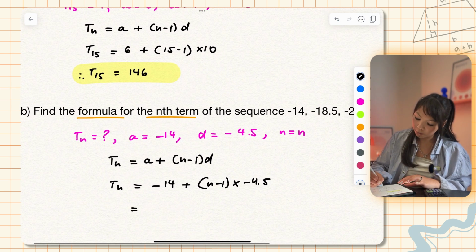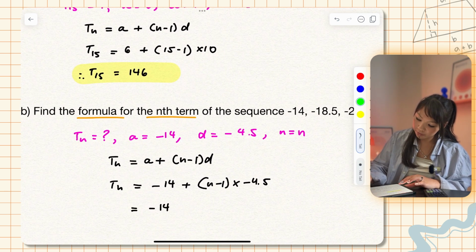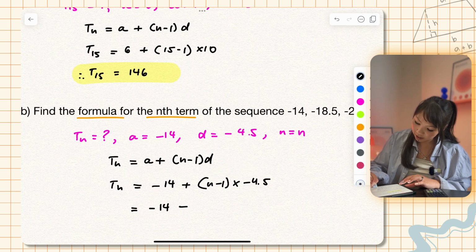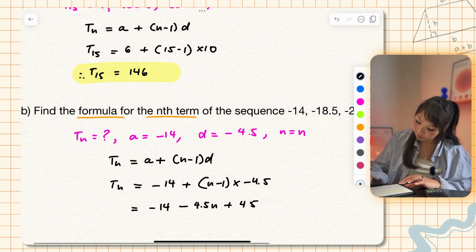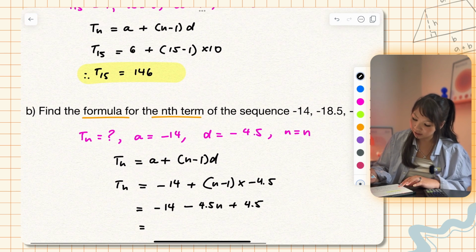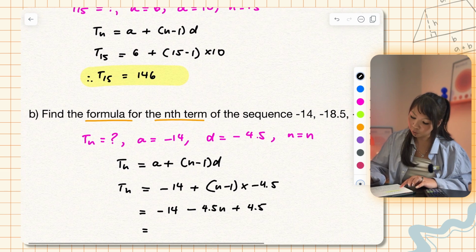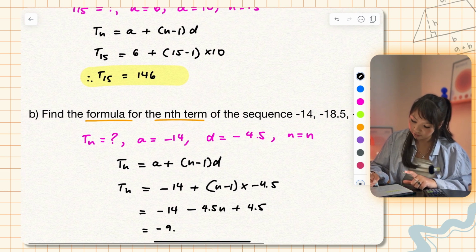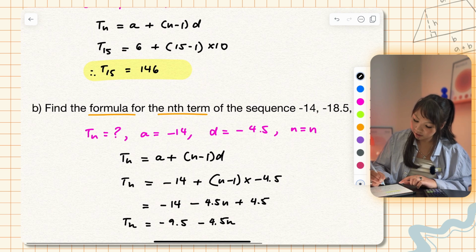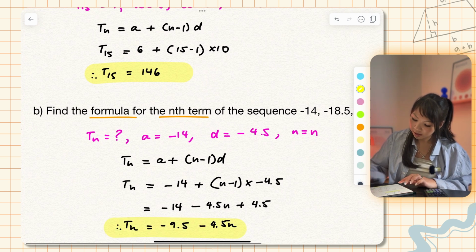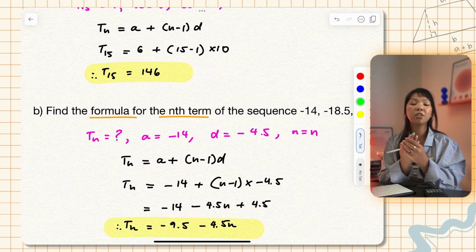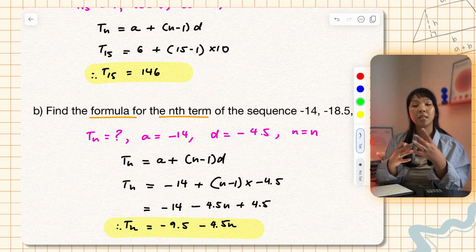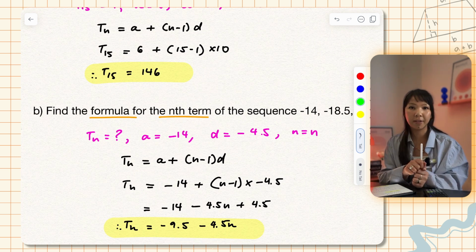And then now I'm just going to expand this and simplify. If I expand this, we get negative 4.5n. Expand it, we get positive 4.5. And then if we collect the like terms, negative 14 plus 4.5 gives you negative 9.5 minus 4.5n. Okay, and that is our nth term. You're not going to just end up with a number. It's going to be an expression or a formula in terms of n.